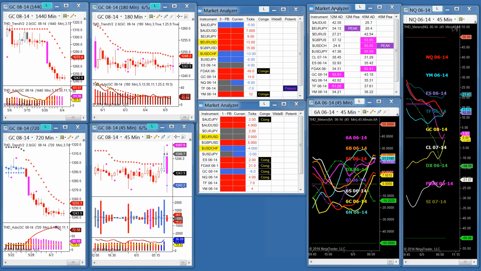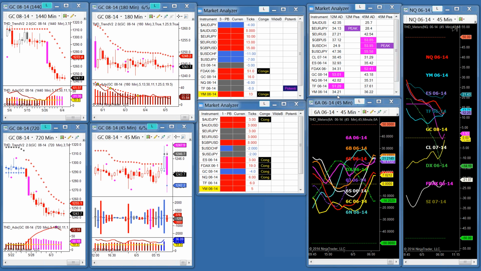The next market analyzer that we have is the ADX Magenta Peak market analyzer. What this does is allows me to actually look and see what time frames have magenta peaks. In this room, I am monitoring the 12 and the 45. I also have these set up for the 180, the 720, and the 1440, because anytime we have a magenta peak, we expect a retracement back to the ATR, which is the plus sign, on that time frame.